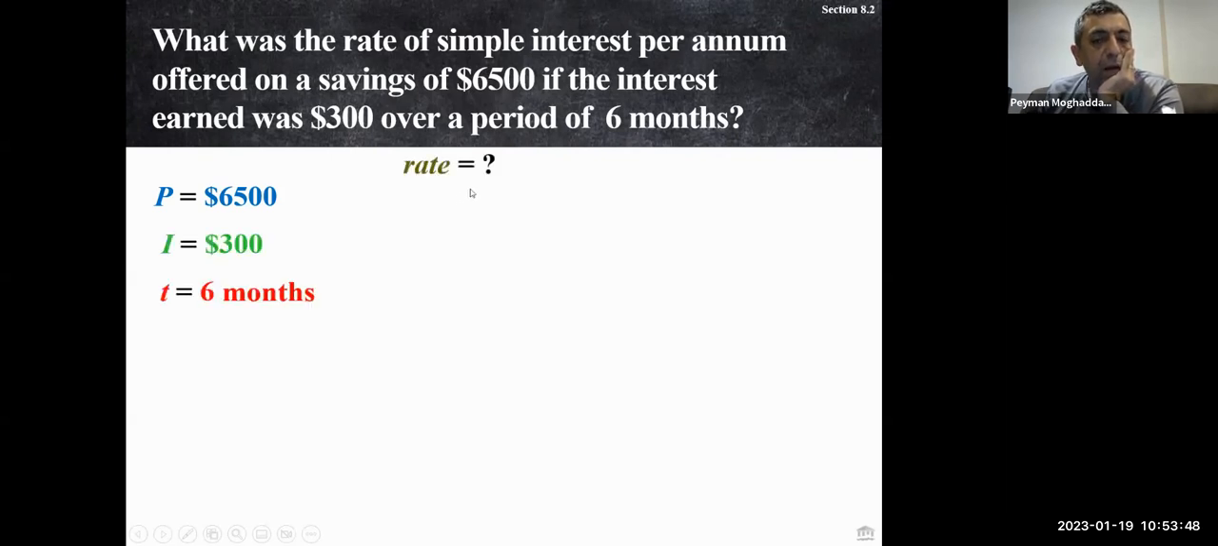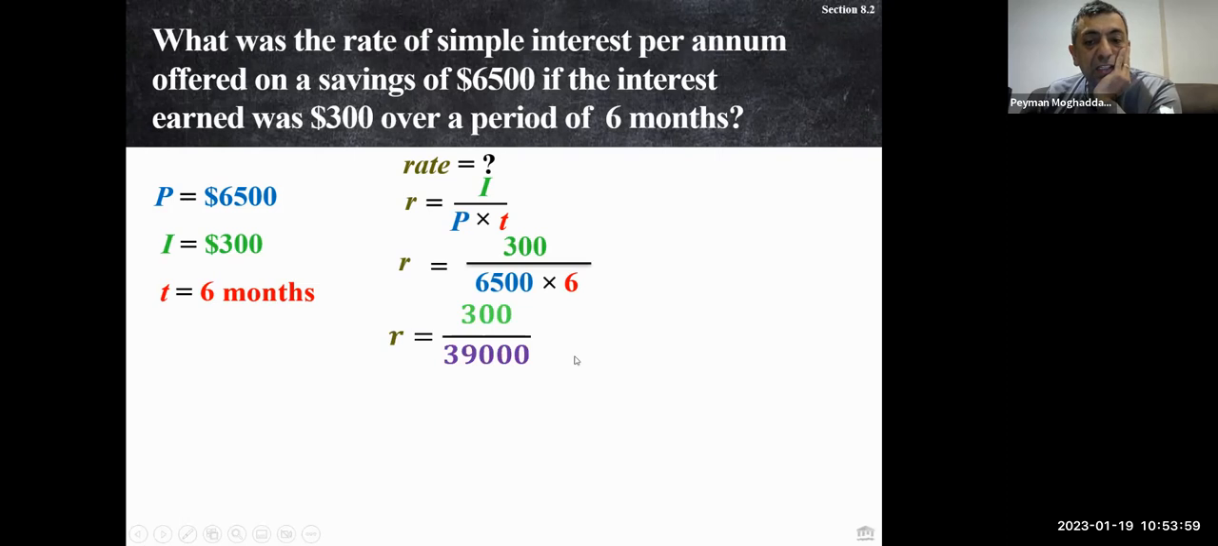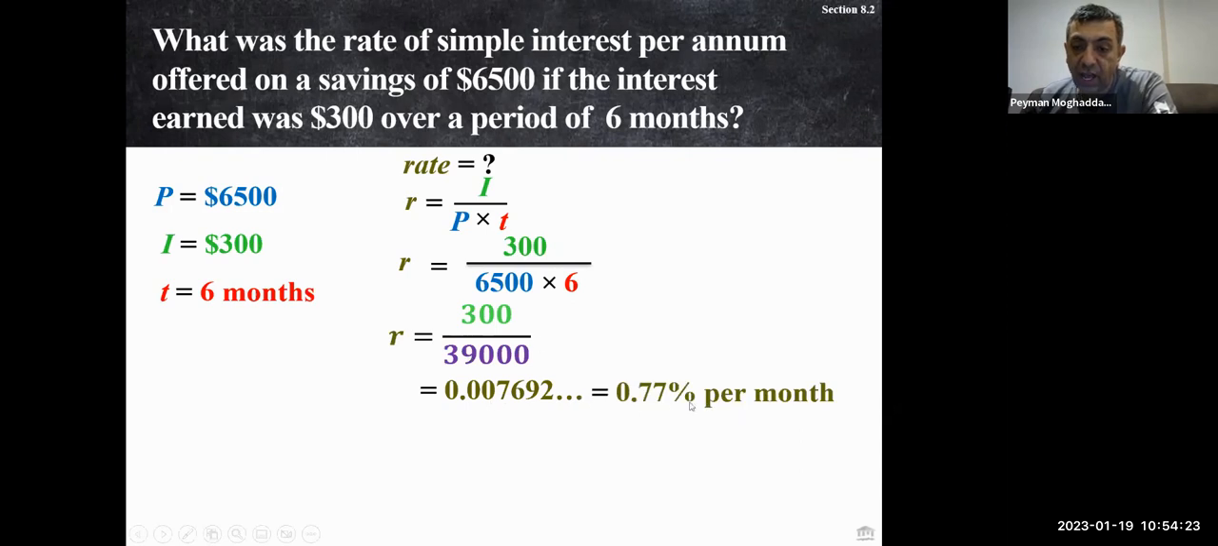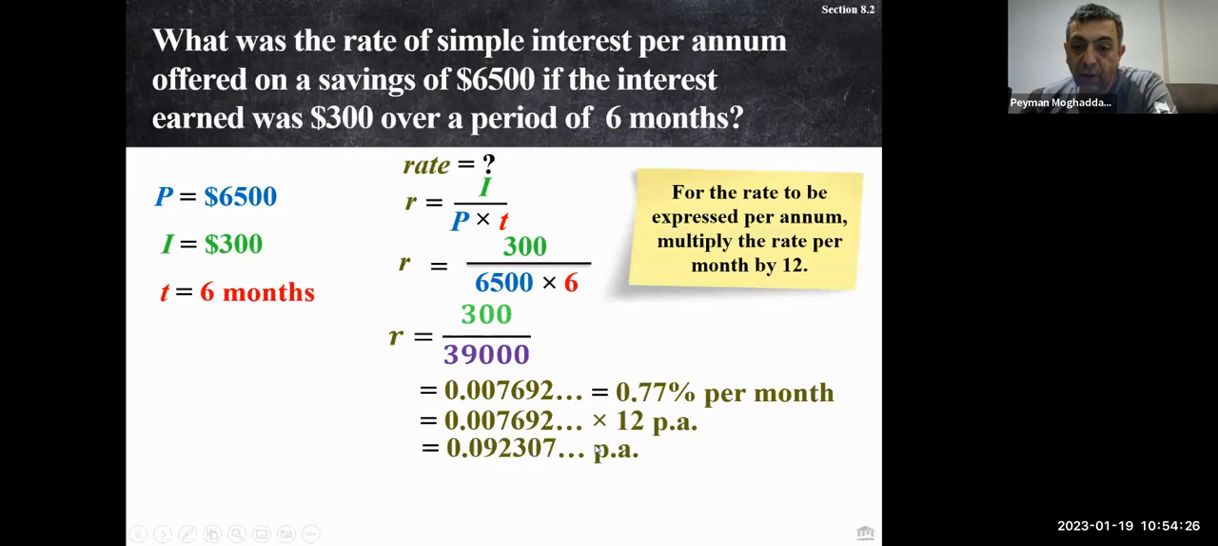So we have P, we have I, we have T, and we want to know R. So you just put these in there. It's going to be 300 divided by 6,500 times 6. But this is monthly, right? Because we put T as months. If you put T as a year, which I prefer to do, you just convert this to a year, and then we get the rate per year or per annum. But since we put it as months, this is going to be a monthly rate, okay? So then we need to convert this to a year by multiplying by 12. So it's going to be 9.23% per annum, okay?